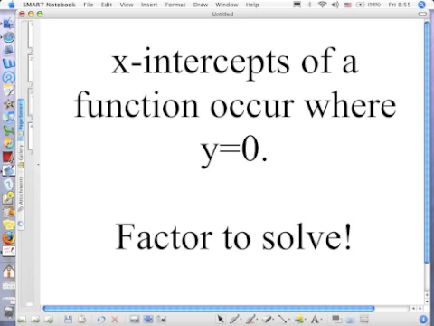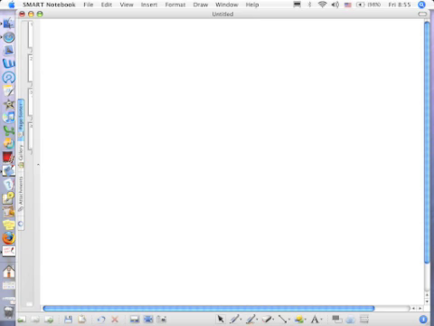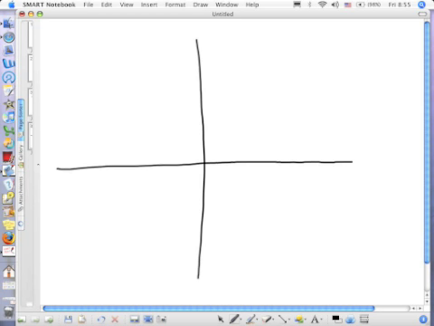Okay? Now, the first thing I want you to realize is that there are not always going to be x-intercepts. And I'll show you some examples. If I have a parabola that opens up with its vertex above the x-axis, will it ever cross the x-axis? No. The lowest point it goes to is still above the x-axis. So in this case, that is the case of a parabola that does not have any x-intercepts.